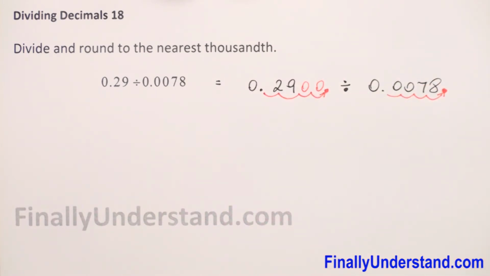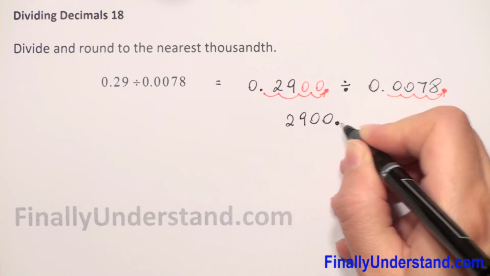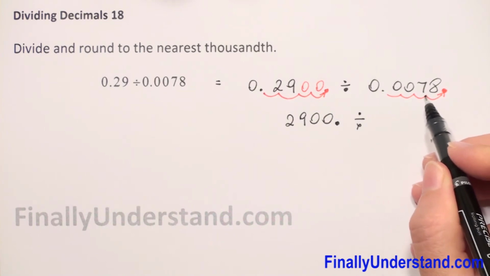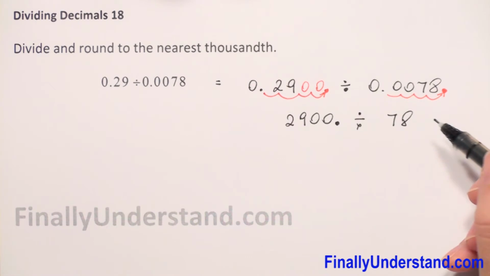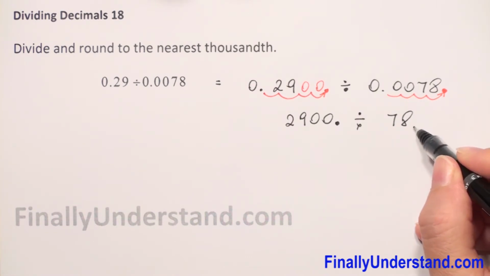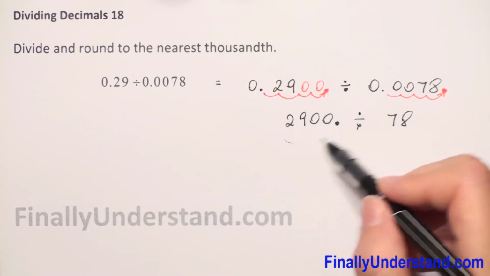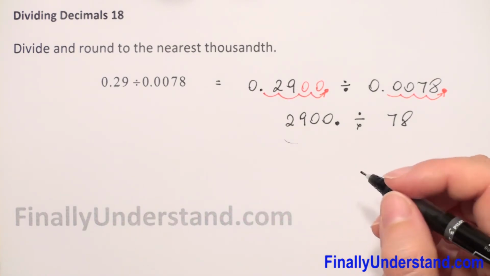And now we have 2900 decimal point divided by 78. I don't have to write the zeros because it's still 78 only, a whole number. And at the end we have a decimal point. When we do long division, we don't need the decimal point in our dividend. So let me set up our long division.